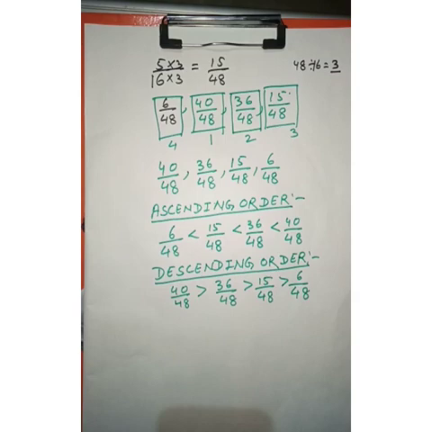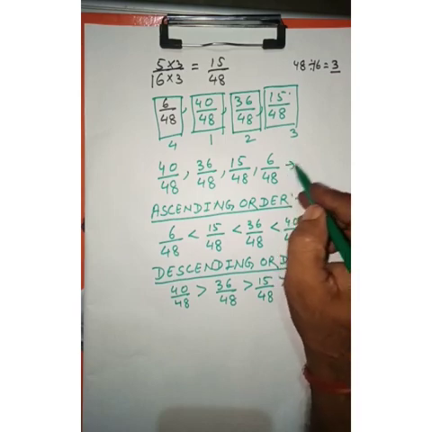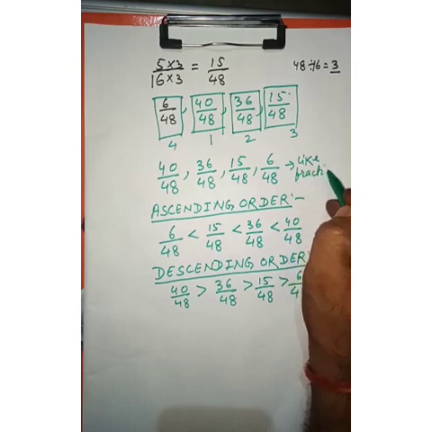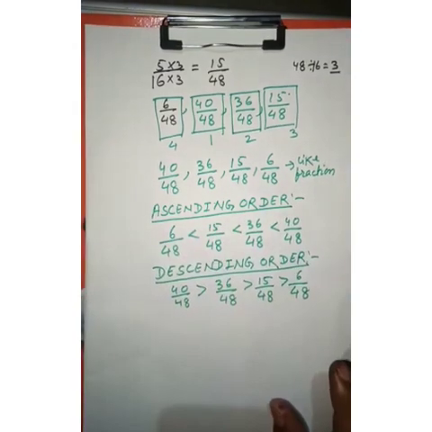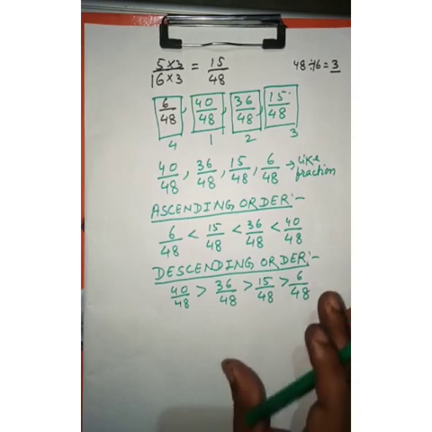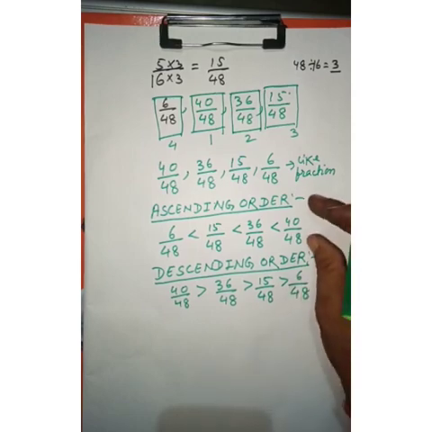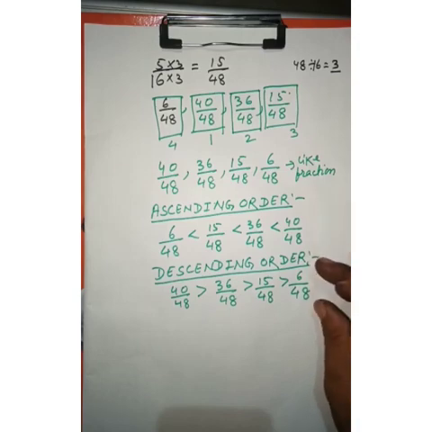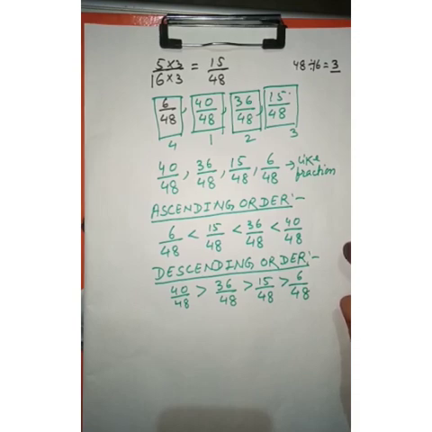Okay, now what we have learned: first convert into like fractions. Now if the denominators are different, how to arrange in ascending order and descending order, that also we have done. Like this we used to convert unlike fractions into like fractions. If the denominators are different, we can convert them into like fractions. Okay student, like this we used to do.